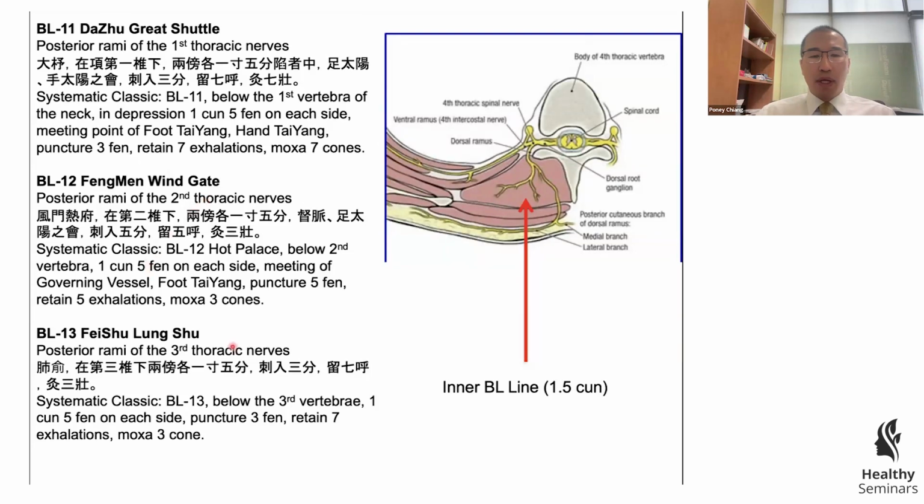Obviously we will apply the term thoracic nerve only if it's in the thorax. If it's in the abdominal area, then it would not be a thoracic nerve. So these nerves that emerge from the intervertebral area are collectively called thoraco-abdominal nerves, without distinguishing which segment it is. It's all inclusive, includes thorax and abdomen.